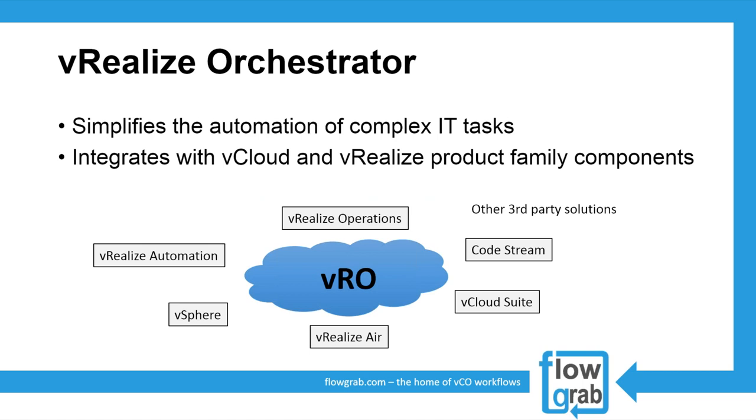And in the last year, in Q3, we launched a new service called FlowGrab, which is the code versioning repository for VMware vRealize Orchestrator. And it was launched by VMware in the US, at the end of August last year.